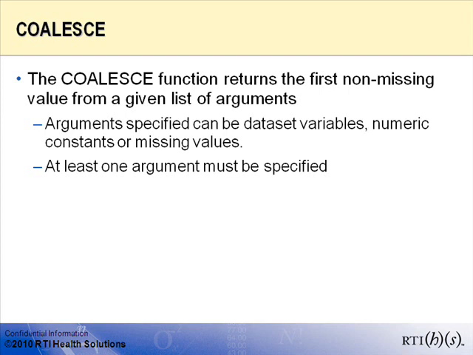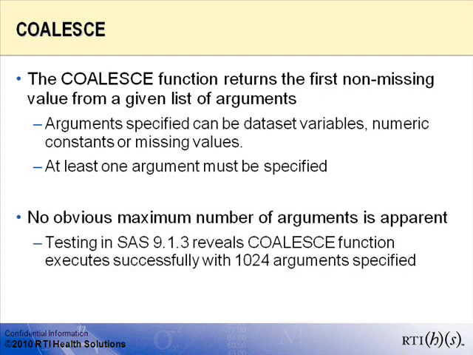These functions allow you to specify variables, numeric constants, or missing values as function arguments. Of course, these can be passed in as literals, variable names, or macro variables. In testing, I have been unable to find a limit to the number of arguments that the COALESCE and COALESCEC functions can receive. SAS version 9.1.3 successfully ran the COALESCE function with 1024 arguments specified.